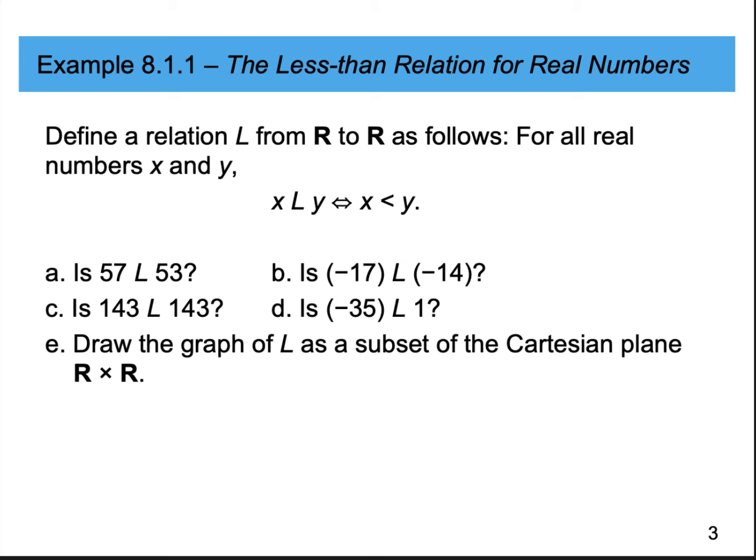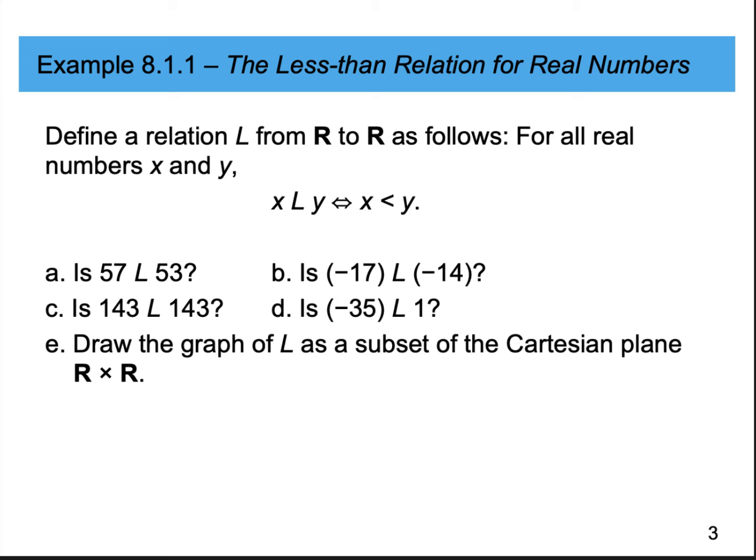So X is related to Y by L, or relation L from X to Y, and then you have those arrows, right? You have this symbol here that represents the condition: if. So X is related to Y by L if X is less than Y. That's the condition. That's the conditional function.